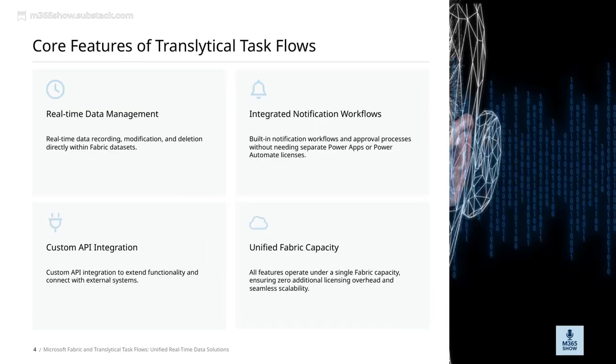On this slide, we're looking at the core features of Translytical task flows within Microsoft Fabric. First, it's important to note that all these features operate under a single Fabric capacity. This means there's no need for additional licensing overhead, which simplifies deployment and ensures seamless scalability as your needs grow. Next, we have custom API integration. This allows you to extend the platform's functionality and connect easily with external systems, giving you a lot of flexibility to tailor solutions to your specific requirements.